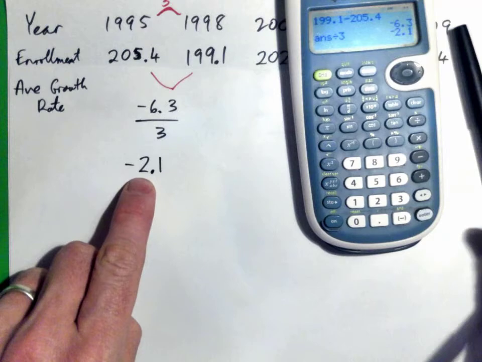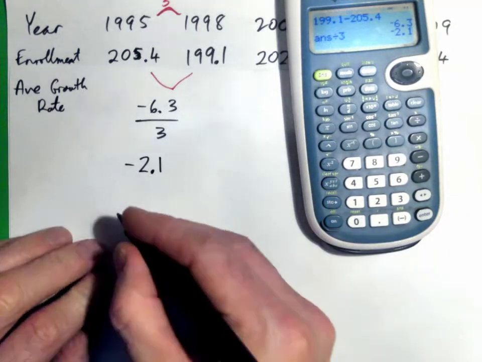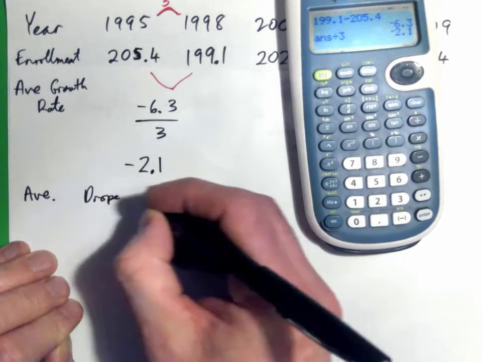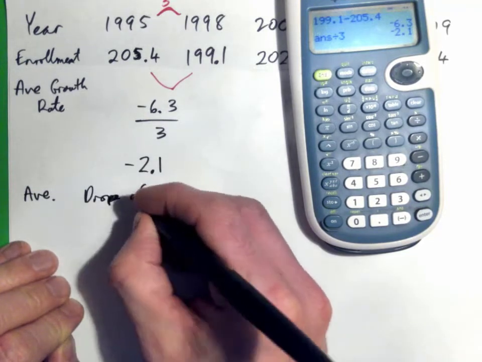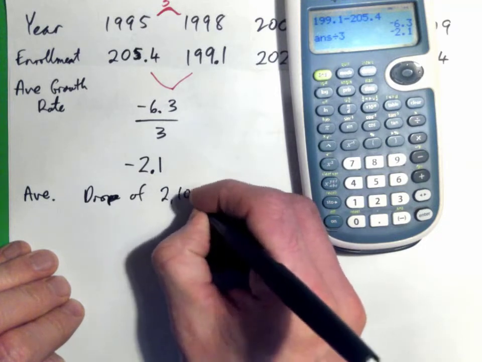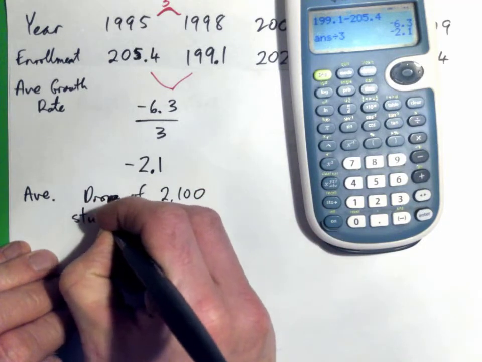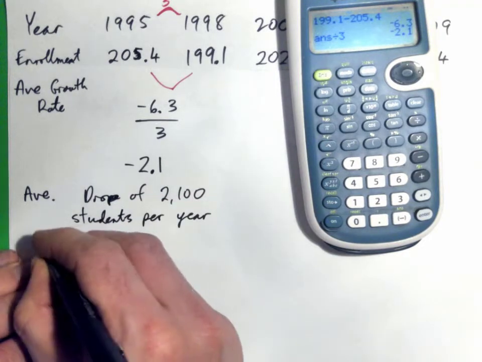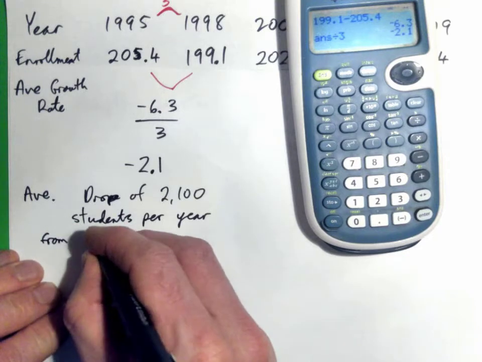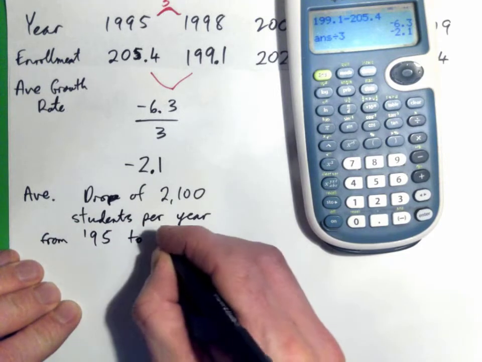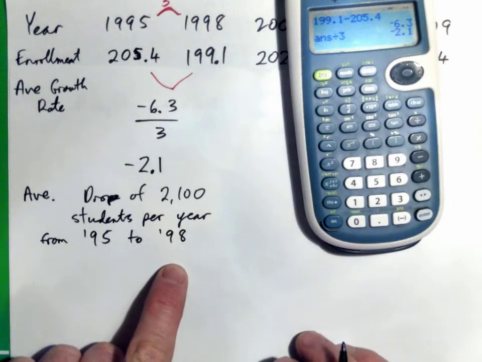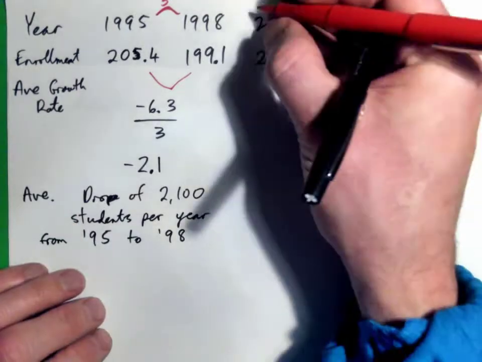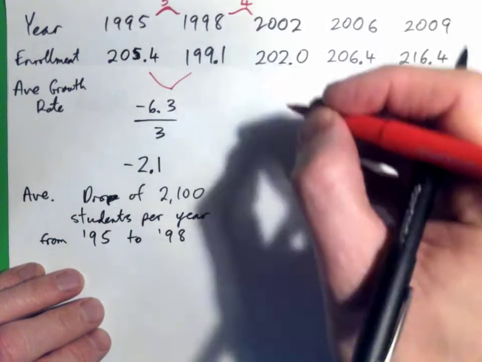A drop of an average growth rate of negative 2.1, which is basically an average drop of 2,100 students per year in this period from 95 to 98. Does that make sense? That's all it is. It's pretty self-explanatory. So the next period, 98 to 2002, that was a 4-year period.